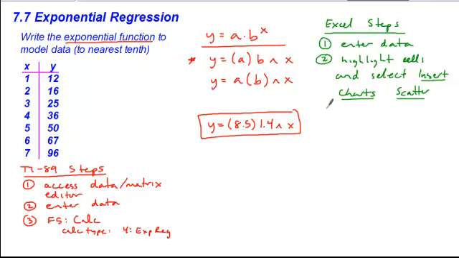Once you do this, it'll give you a graphical image of the points that you have in your data set. From there, you're going to right-click on any point. And when you do, you're going to select the following: Add trend line.